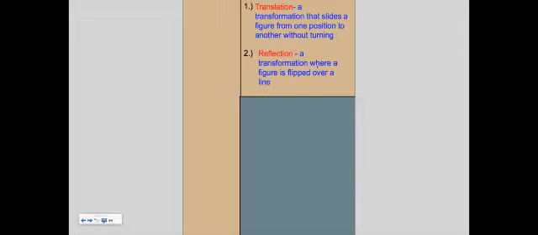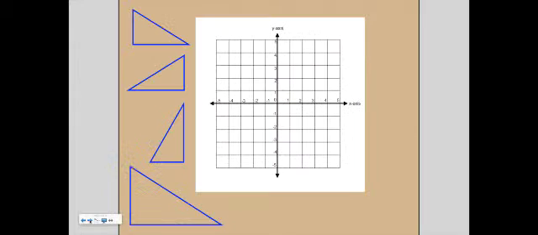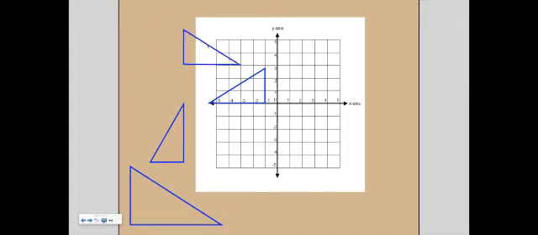Okay, make sure that you guys are writing down the definitions to these words. So let's look at what maybe a reflection might be. A reflection that we're really used to is like looking in a mirror, because that's a reflection of ourselves. So let's take this triangle here, place it about right there. And let's take this triangle and put it the same distance away from that y-axis over here.